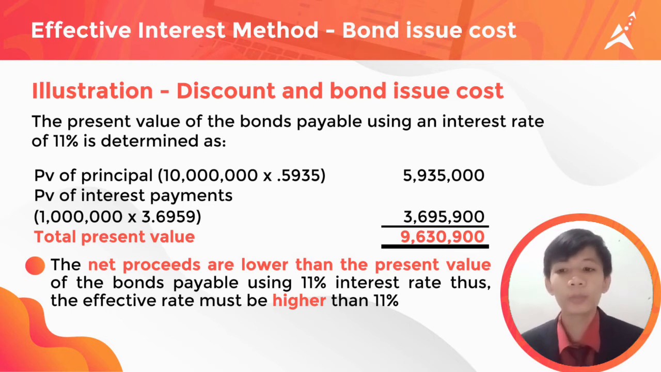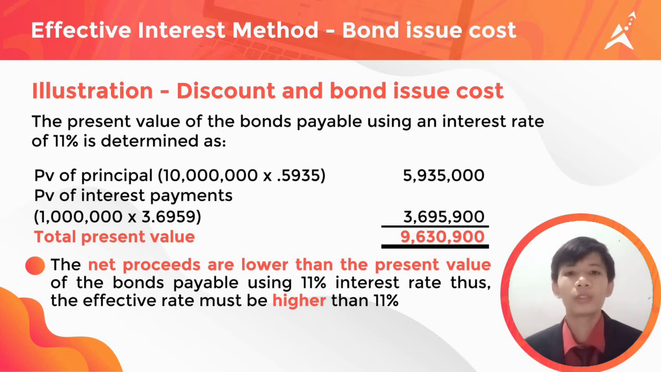Adding the two values, we get the total present value of 9,630,900. The net proceeds with a value of 9,300,000, which was computed in the previous slides, is lower than the present value of the bonds payable using the 11% interest rate. Thus, the effective rate must be higher than 11%.